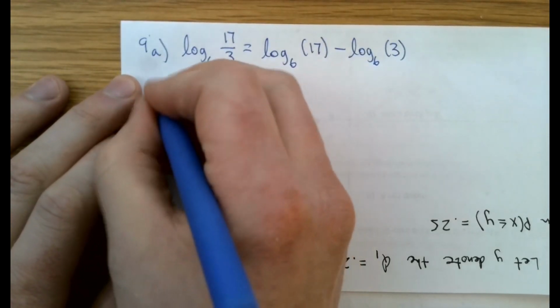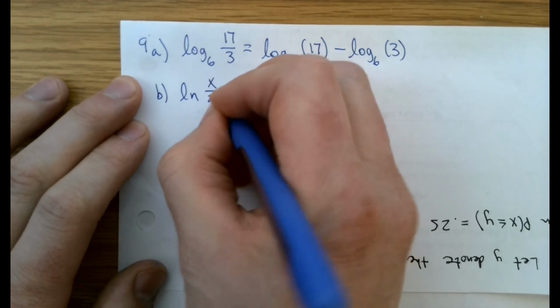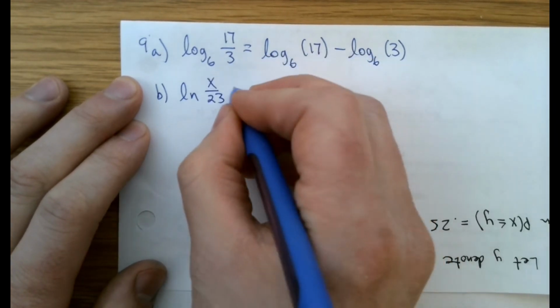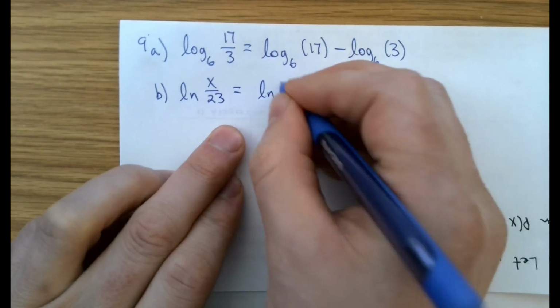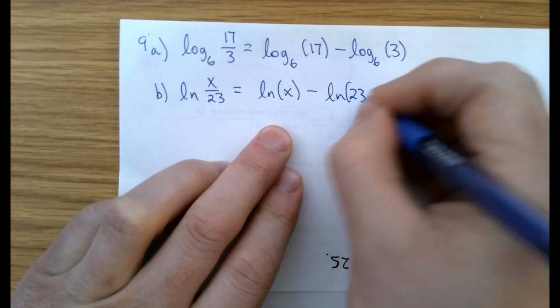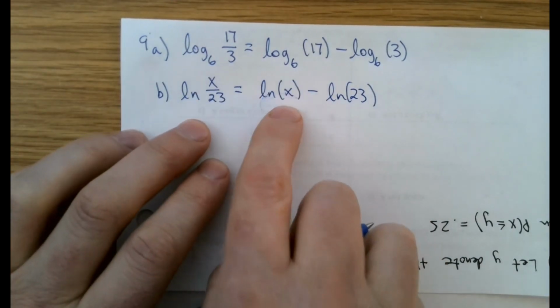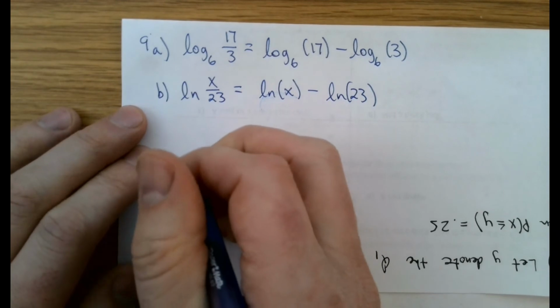All right, and then b, we're now doing natural log of x divided by 23. Again, don't let letters intimidate you. They're just holding places for numbers. So since x is in the numerator, we're going to evaluate natural log of that x first, and then we're going to subtract what's in the denominator.